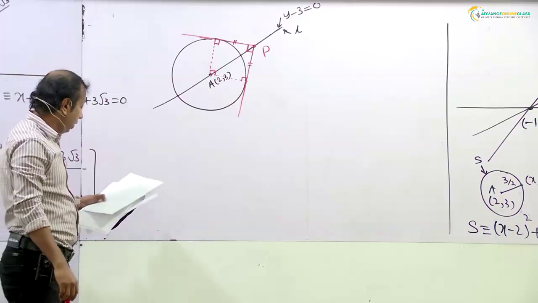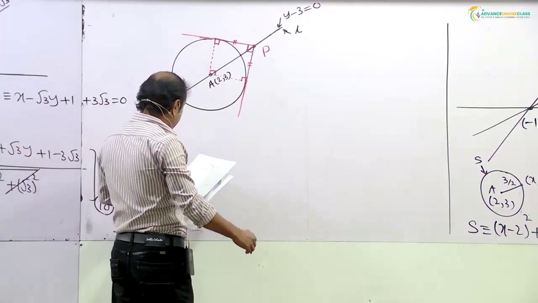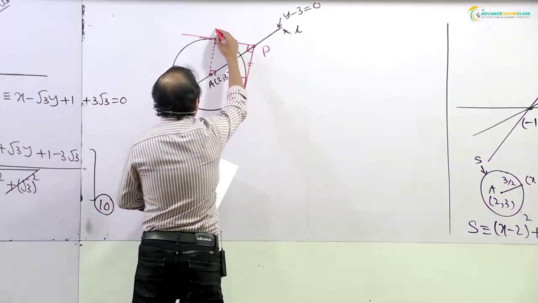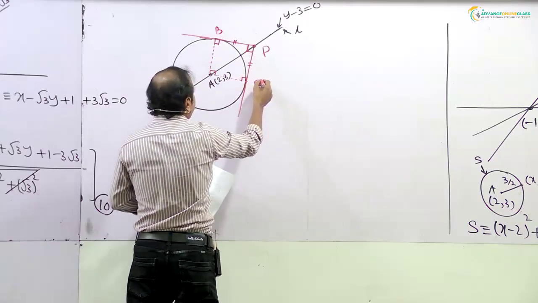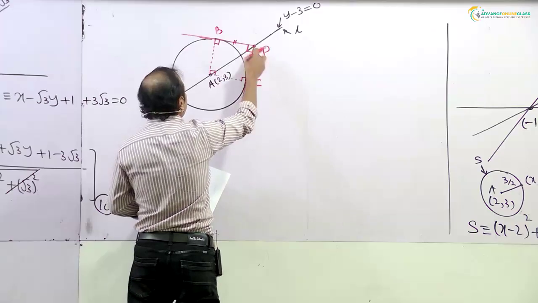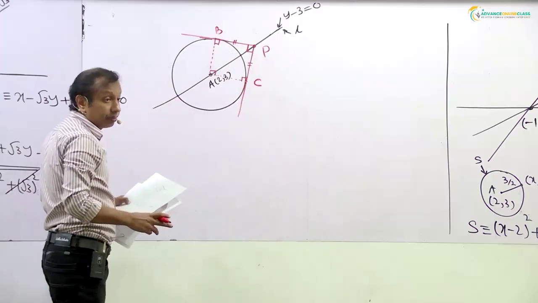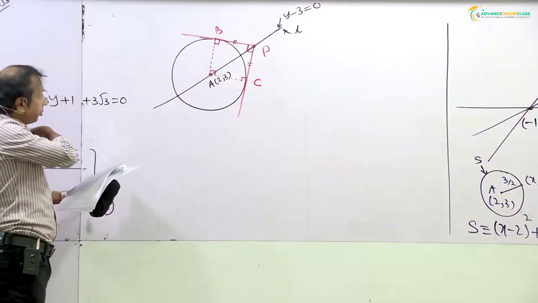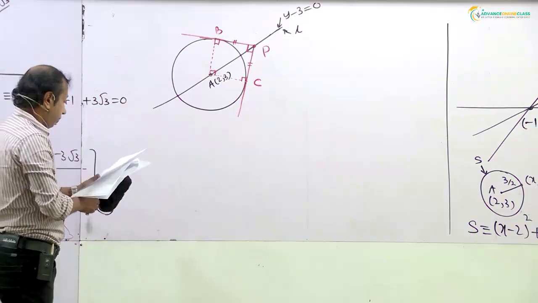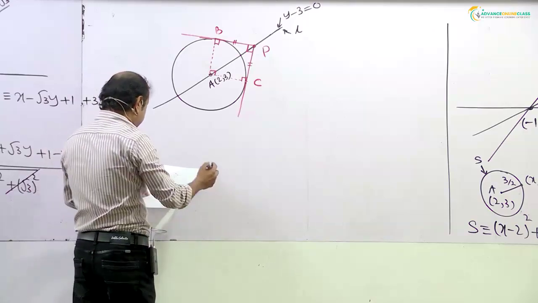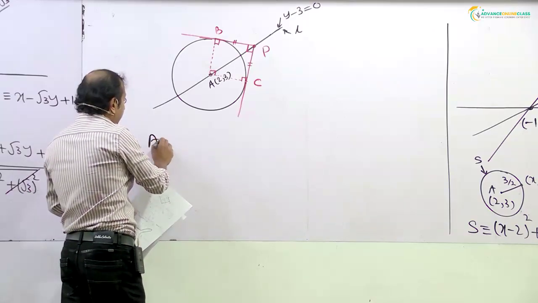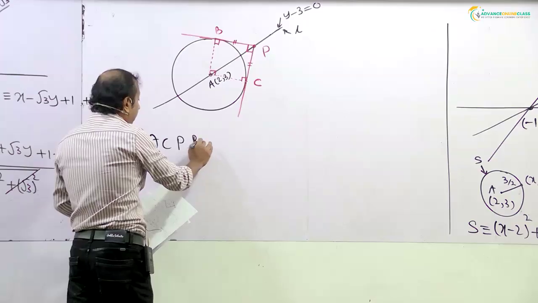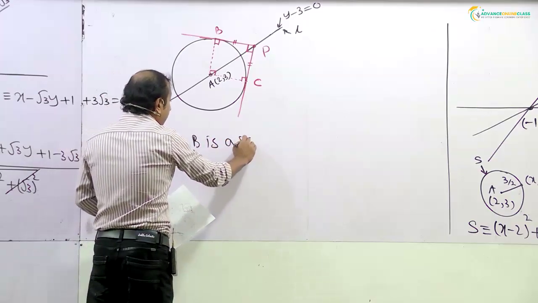Right. Then I'll take this point as B, this is C. So what can I say? This ACPB is a square. Understand? ACPB is a square. Okay.